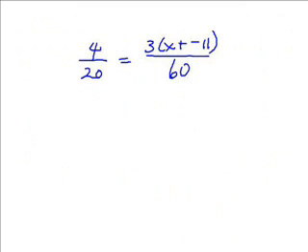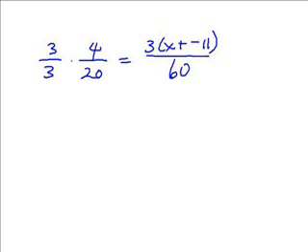This is the problem that I gave the kids in class. It is very challenging, but the kids were able to do it relatively easily. The original problem is 4 over 20 equals 3 times the quantity of x plus a negative 11, or x minus 11, over 60. Then the kids know that now they have to make the denominators the same.